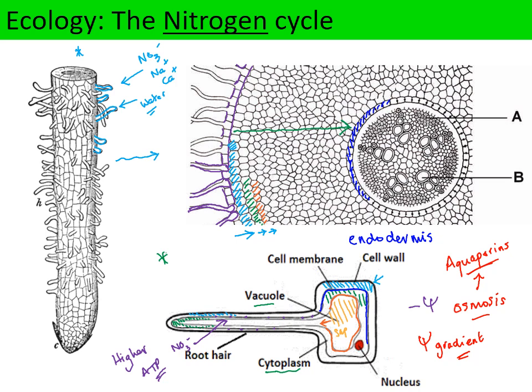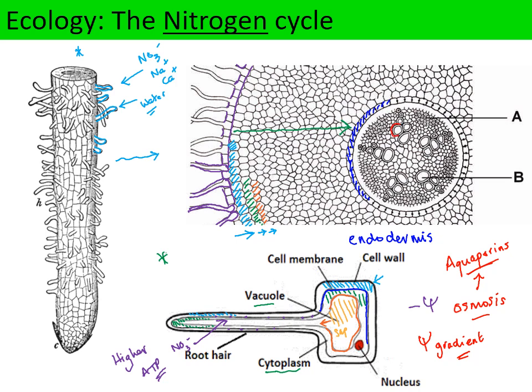Now, we know as the mineral ions get pumped into the endodermis cell, it makes it more negative in terms of water potential. Water now follows by osmosis into the endodermis cell, and eventually we know mineral ions are pumped into the xylem, and so water follows down a water potential gradient.